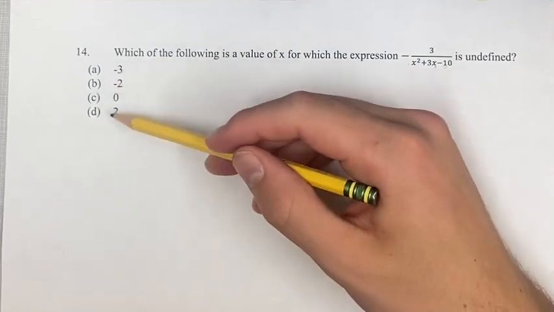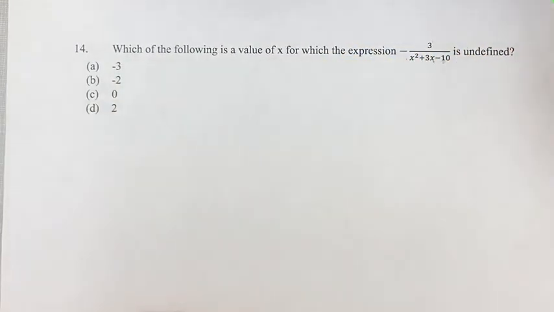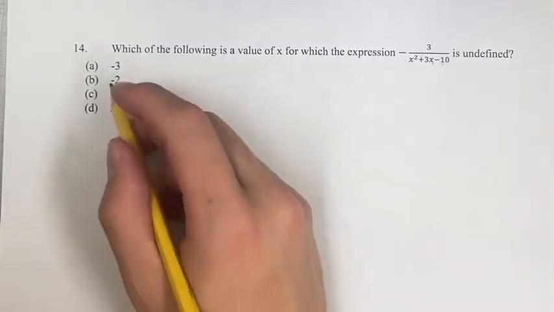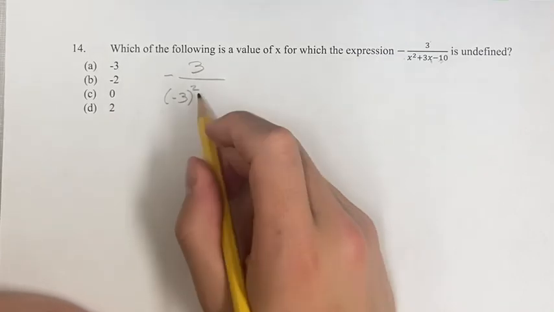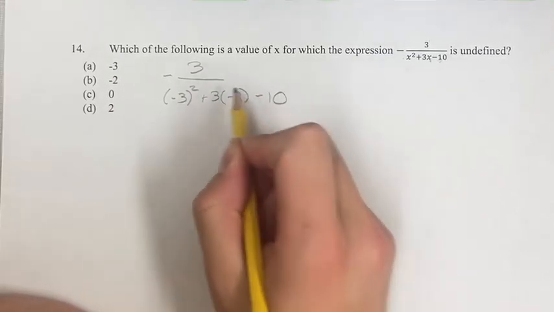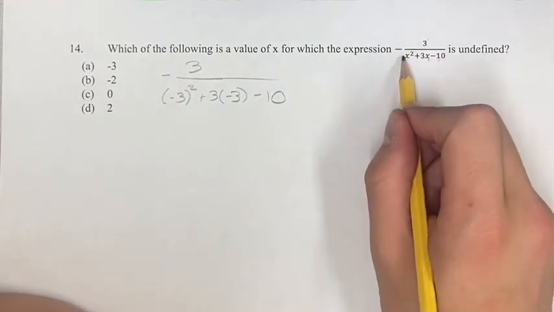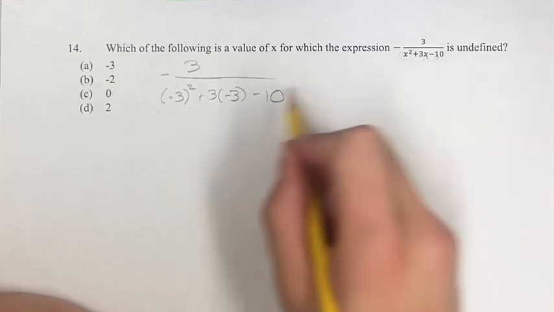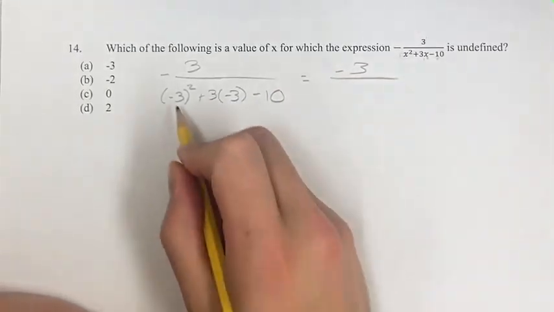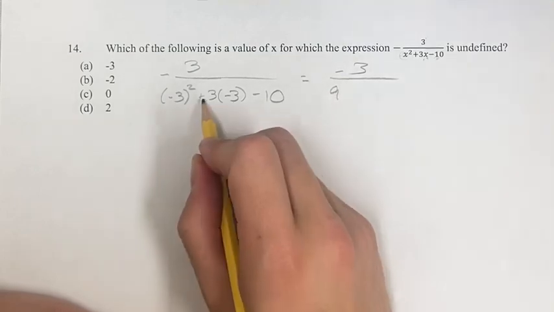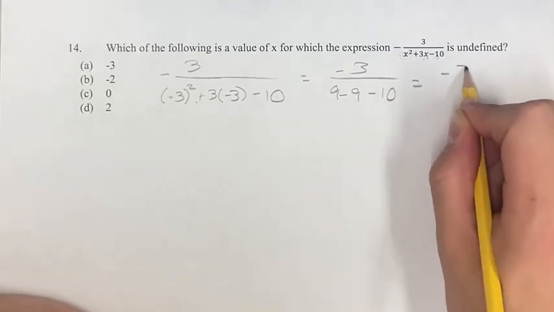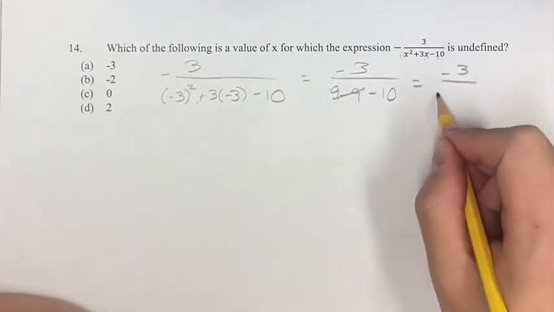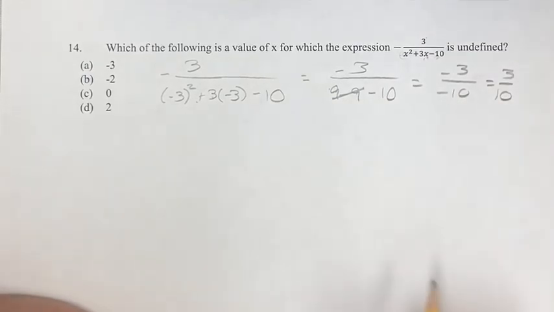We just have to plug in these values, and when we get an undefined answer, we will have our actual answer. So for A, if x is -3, then we have -3 over -3 squared plus 3 times -3 minus 10. How did we get that? I just took this, and every time I saw an x, I just plugged in a -3. See an x, plug in a -3. This gives us -3 over -3 squared is 9, plus 3 times -3 is -9, and then minus 10 at the end. This is -3 over 9 minus 9 is 0, -10, and this is just 3/10. So that is defined. So A is not our answer.